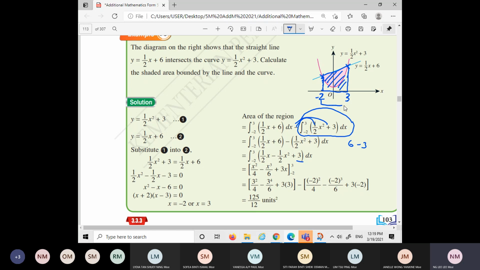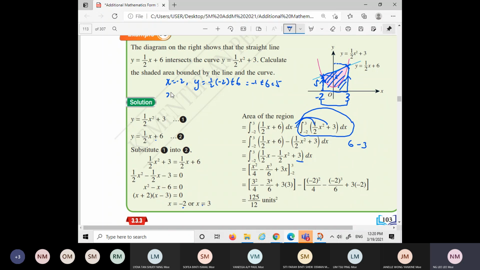How to find the area of the trapezium? Here to here, I need this. These two sides are parallel. Therefore I need this length and this length. To get these lengths, I need the y coordinates, so I substitute back to here. Let's say when x is equal to -2, what is y? Half of -2 is -1, plus 6. This is 5, which means the length here is 5.